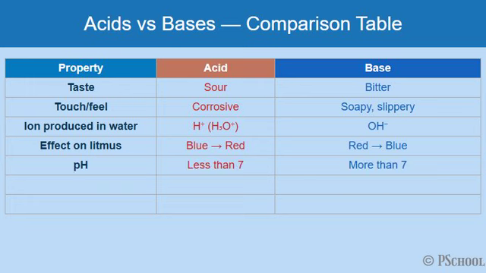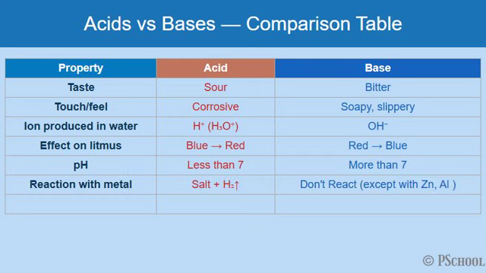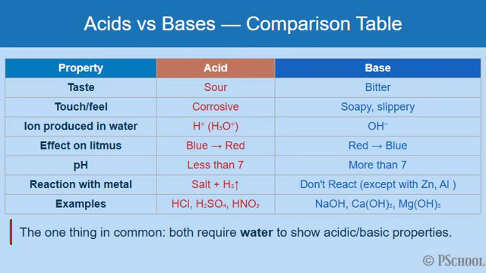pH: acids have pH less than 7, bases have pH greater than 7. Reaction with metal: acid gives salt and hydrogen gas. Most bases don't react with metal, except a few like zinc and aluminium. The one thing in common for both acids and bases: both require water to show their properties.